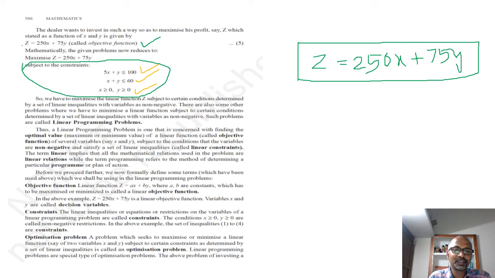They are called constraints. Okay, and any problem which seeks the minimization or maximization of a particular quantity is called an optimization problem. One kind of optimization problem is the linear programming problem.